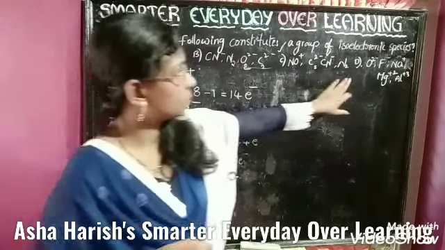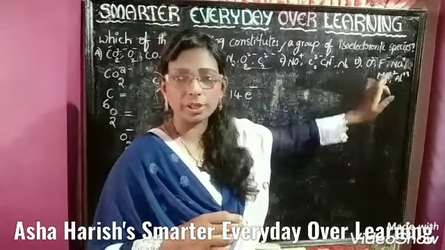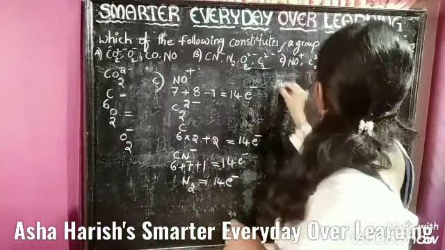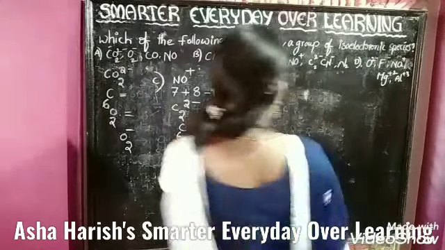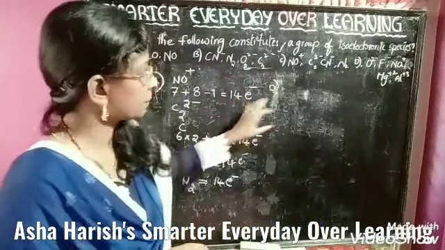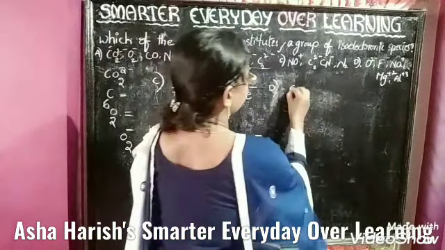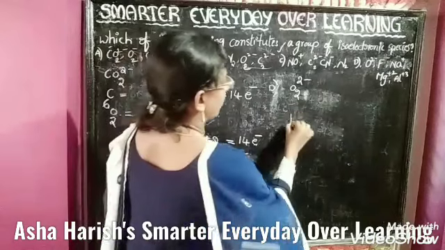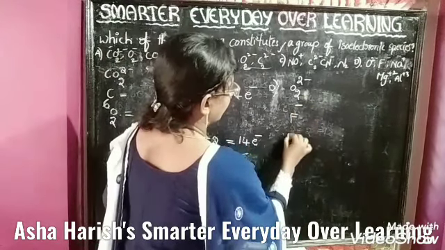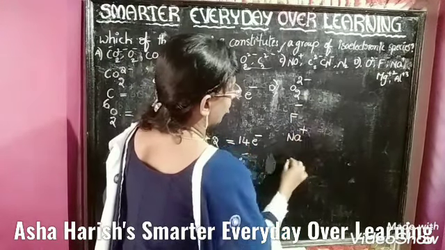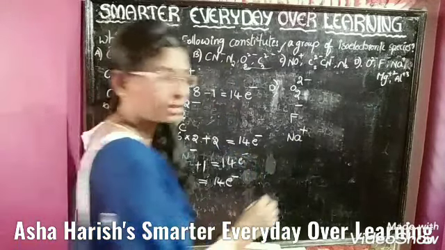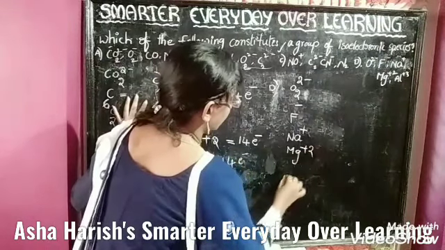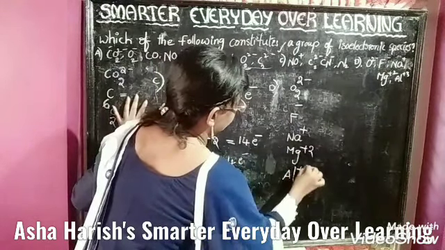Let's start with option D. Also we will check whether it is correct or not. Option C is correct. Option D, let's do the calculation for option D students: O2 minus, F minus, Na plus, Mg plus 2 and Al plus 3.